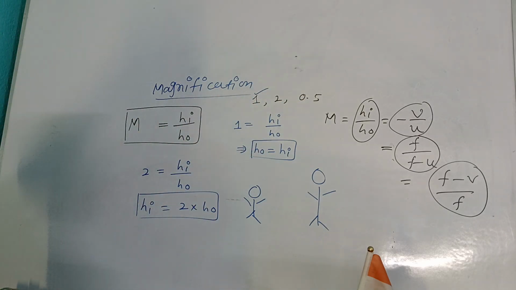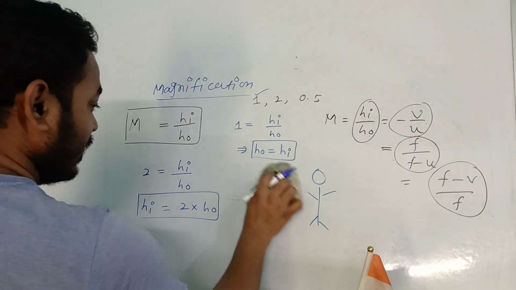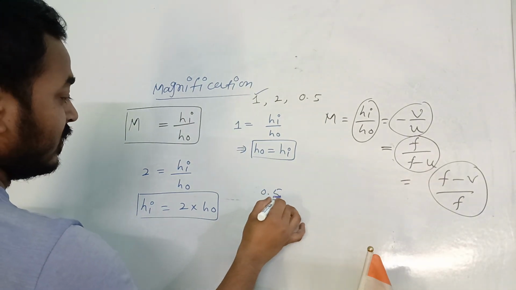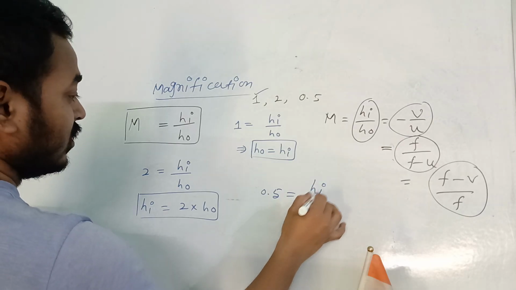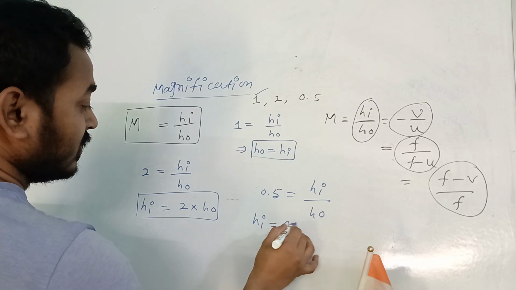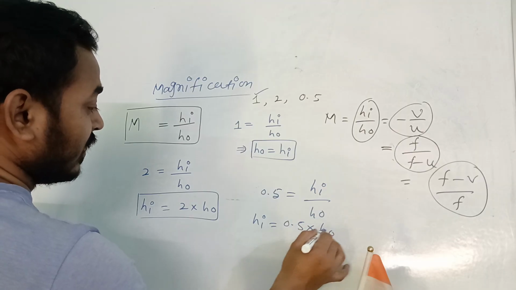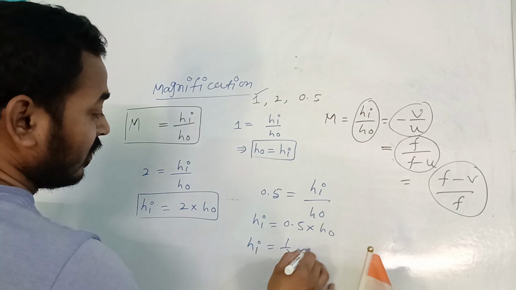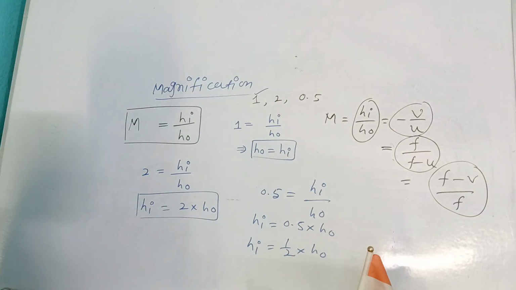If I put magnification 0.5, then 0.5 is equal to height of image by height of object. Height of image is 0.5 times the height of object. It means the height of image is half of the height of object.